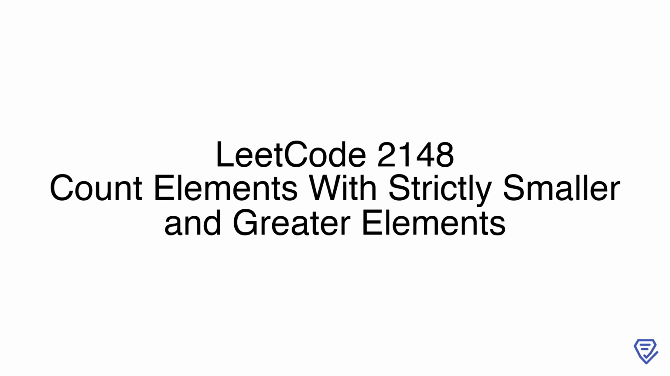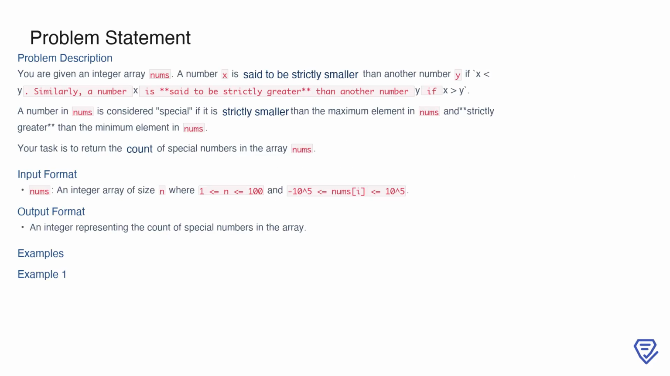Let's dive in. The problem requires us to work with an integer array called nums. A number in this array is considered special if it meets two conditions. First, it must be strictly greater than the smallest number in the array, and second, it must be strictly smaller than the largest number in the array. In simpler terms, a number is special if it lies strictly between the minimum and maximum values of the array. Our goal is to count how many such special numbers exist in nums.